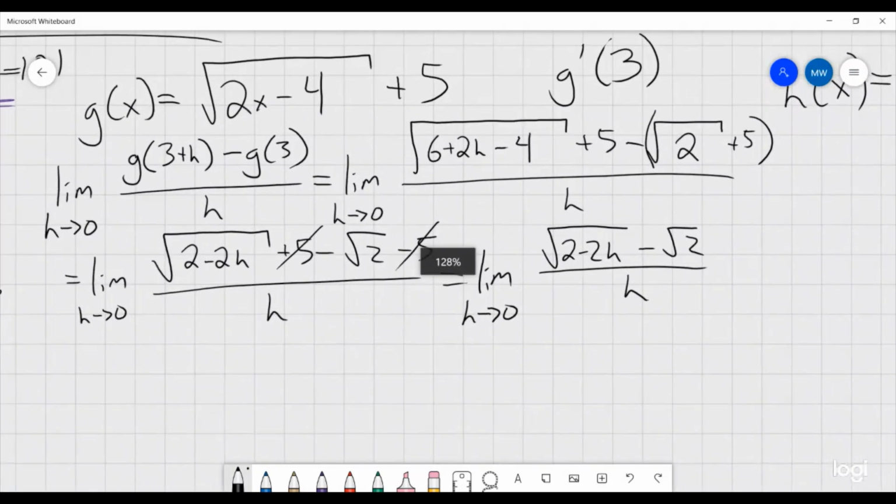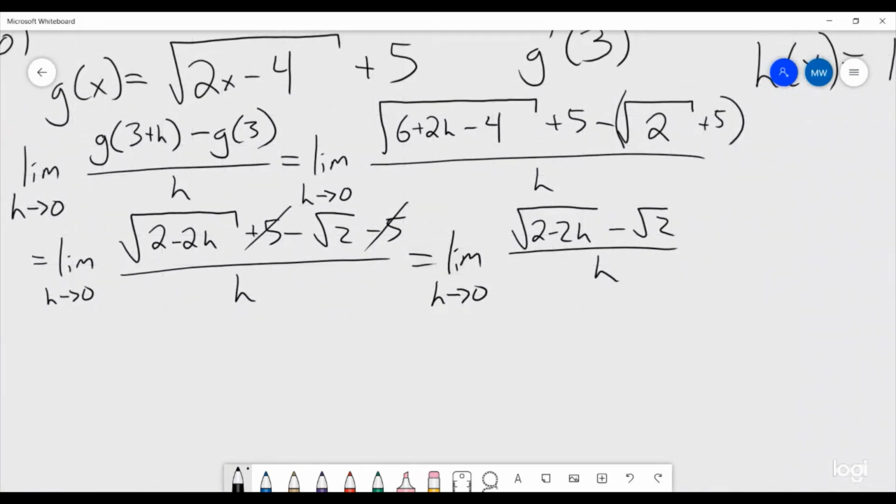So how are we supposed to take that limit? Like, there's not an h that's easy to cancel. Well, the answer is going to be multiplying the top and bottom by the conjugate of the top. So that's going to be multiplying the top and bottom by the square root of 2 plus 2h plus the square root of 2. So that is what we multiply the top and bottom by.